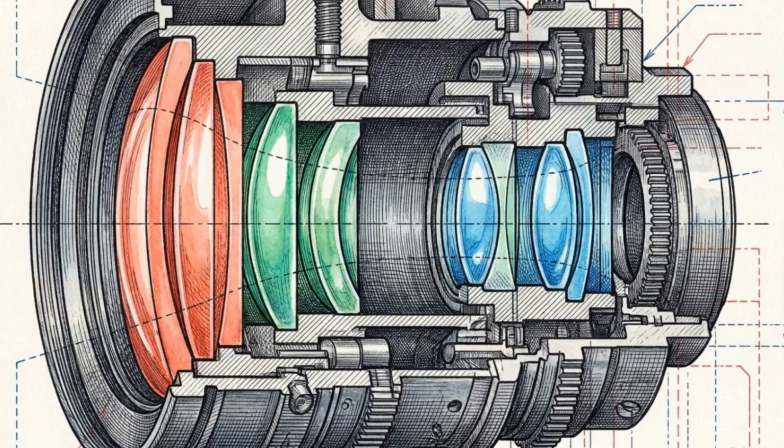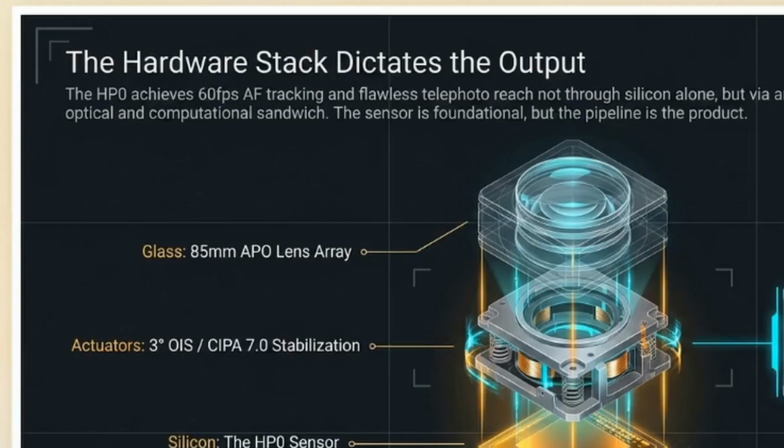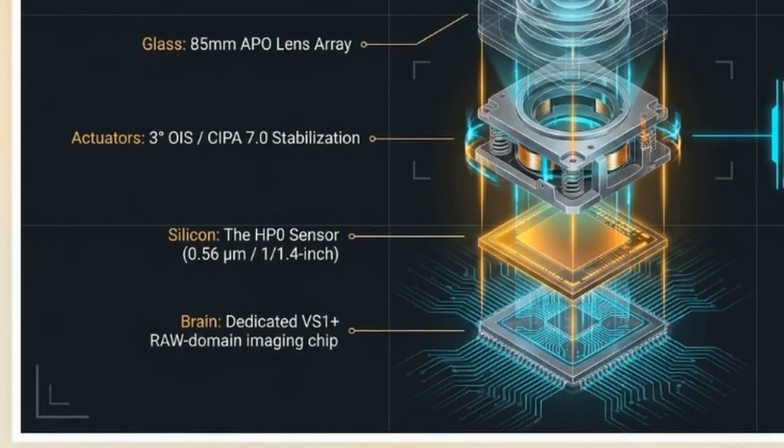We need to look at what happens when this 200 megapixel baseline is surrounded by a massive, uncompromised hardware stack, like the ultra-premium HP0 platform. In this exploded diagram, the system drives light through an 85mm APO lens, using heavy-duty optical image stabilization actuators. Below the silicon sits a dedicated VS1 Plus raw domain chip.